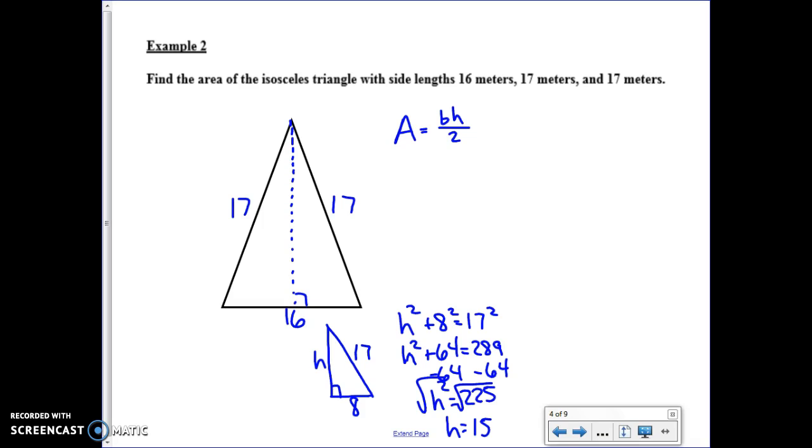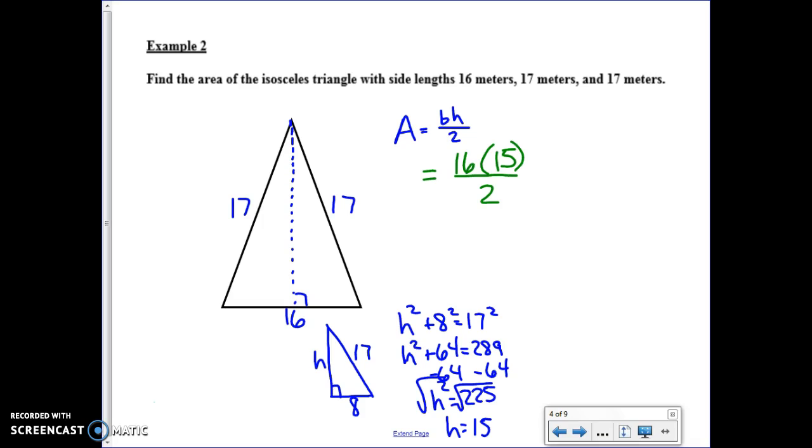I can go and plug the height back in. So something times 15 over 2. The base of our triangle. So don't forget, we need to go back to the original triangle. The base of our triangle here is 16.